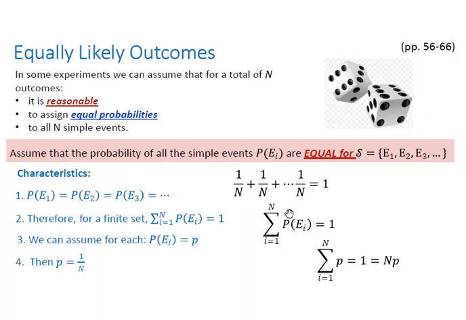Again, if we assume that the probabilities of all the simple events in a sample space are equal, then we say we have equally likely outcomes. The probability of each of them is 1 over n. n is the number of outcomes in S, and the summation of all probabilities is 1.